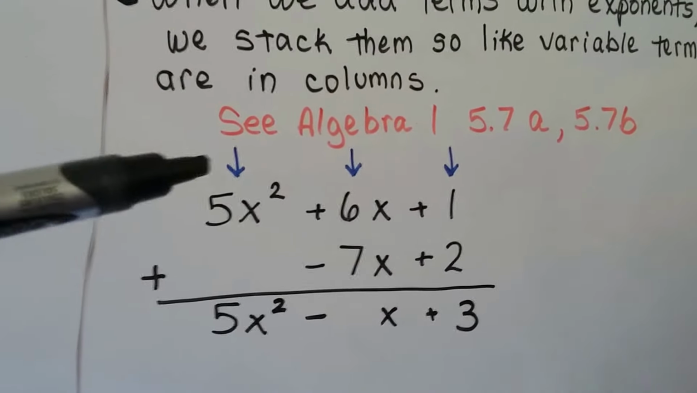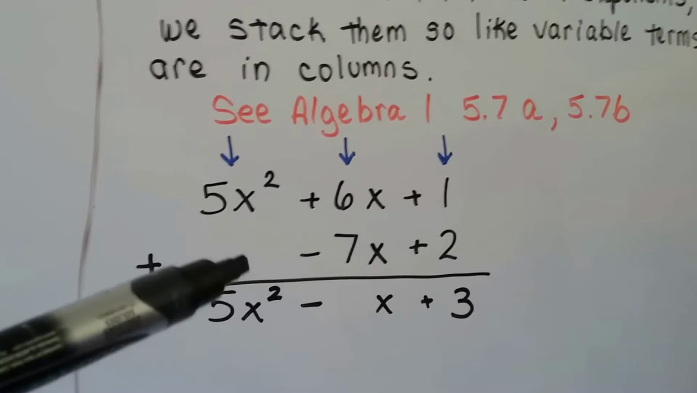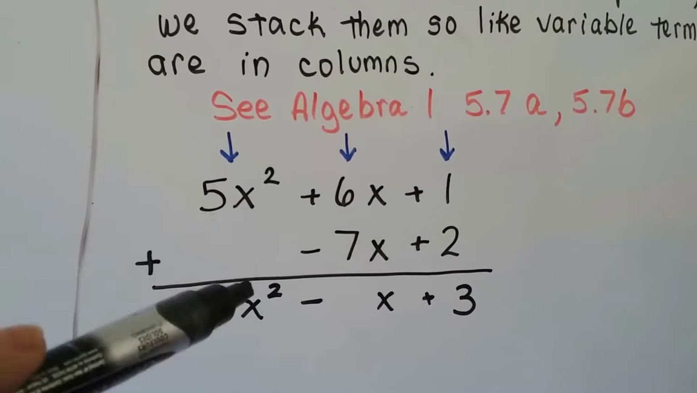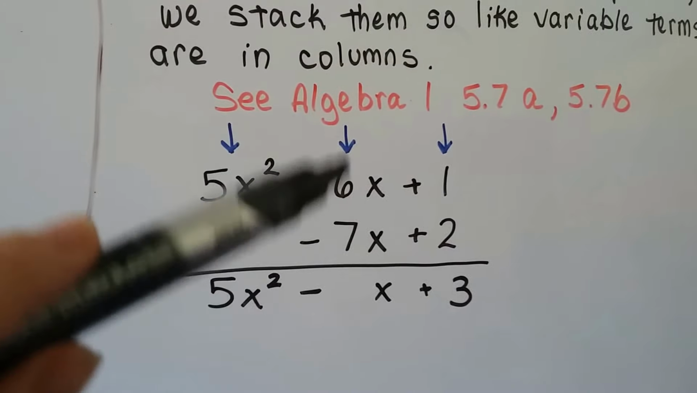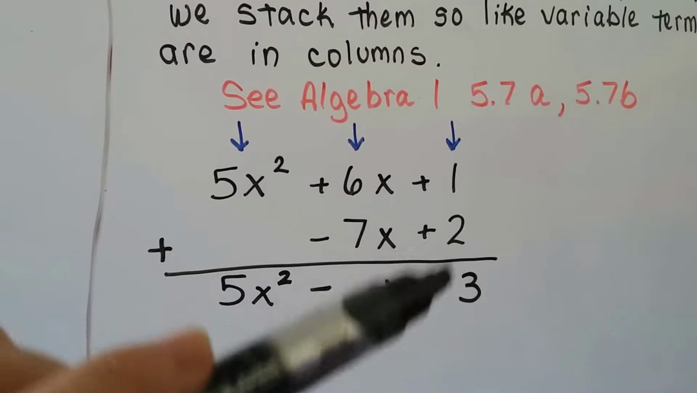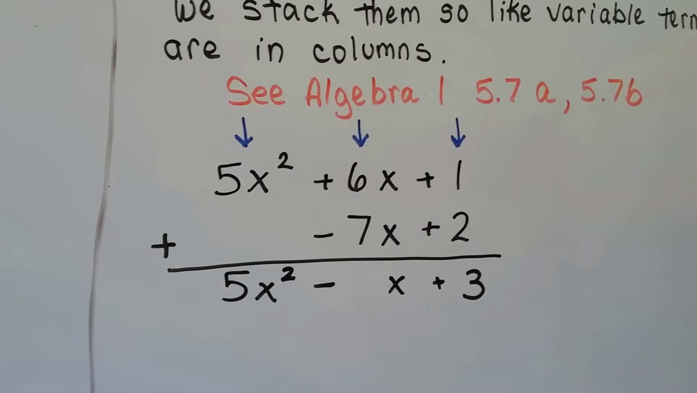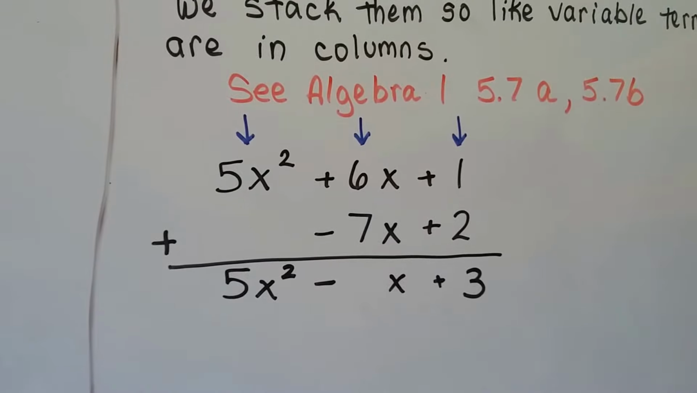We put them into columns that match the terms. See? There's no x squared term, so this goes by itself right here, and it's just going to drop down. This 6x gets in the same column with this negative 7x. And this 1 gets put into the same column as the 2 because they're whole numbers, aren't they?